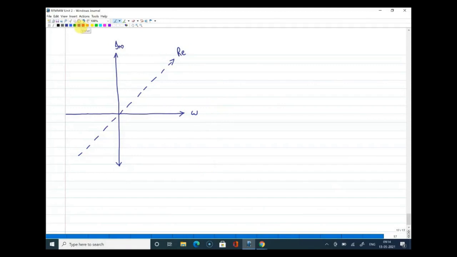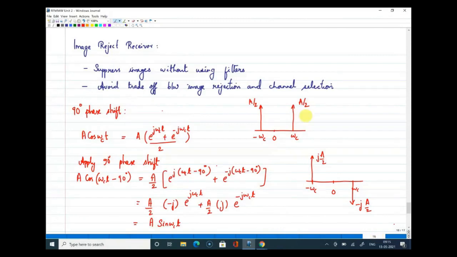Initially, I have a cosine wave, say cosine wave at omega c and minus omega c. Their amplitudes are real, so I have real amplitudes of a by 2 here, and here also I have a real amplitude of a by 2. Now what happened to this cosine wave when I apply a 90-degree phase shift operation? I saw that this a by 2 has translated to minus j a by 2, and this a by 2 at minus omega c is translated to j into a by 2.